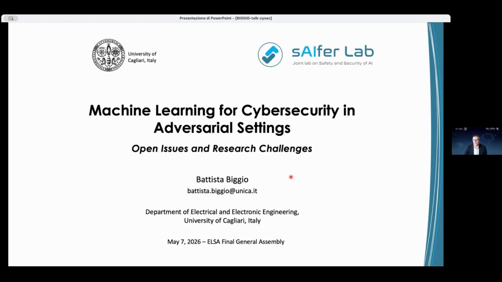So the talk will provide essentially a short, let's say, historical overview of how AI has been used for cybersecurity in certain applications, and how actually an active adversary can break into these systems by attacking the machine learning component.